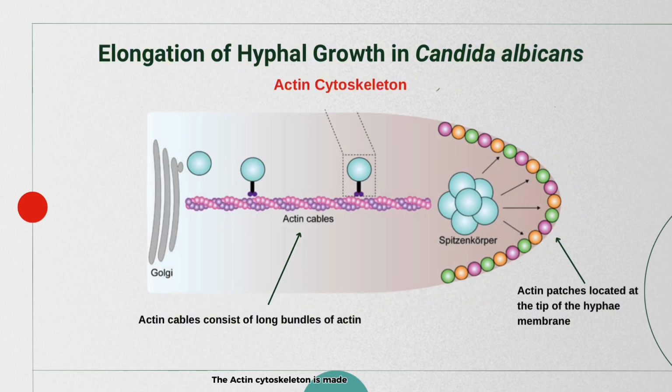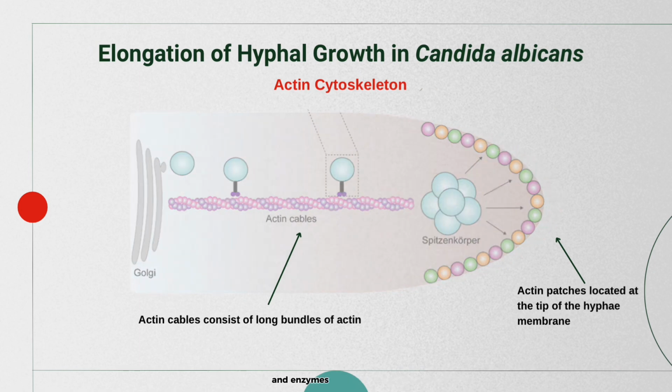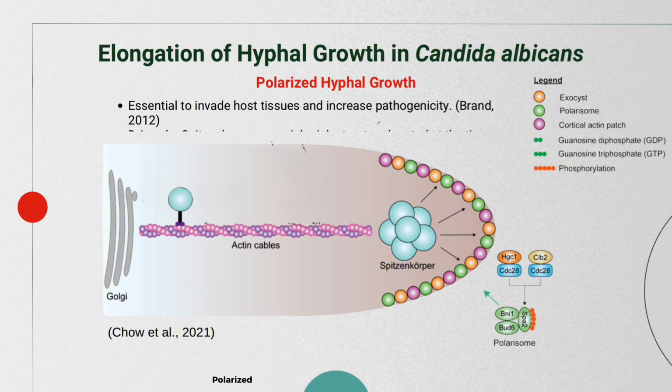The actin cytoskeleton is made up of two main components, which are actin cables, comprised of long bundles of actin filaments, and actin patches located at the tip of the hyphae membrane. Both components are crucial for carrying cell wall materials and enzymes to the growing tip. Polarized hyphal growth is essential to invade host tissues and increase the pathogenicity of C. albicans.